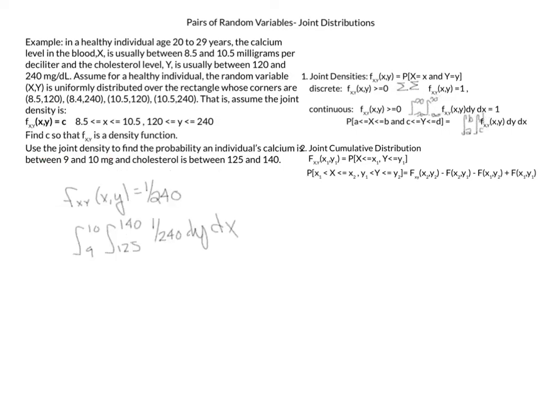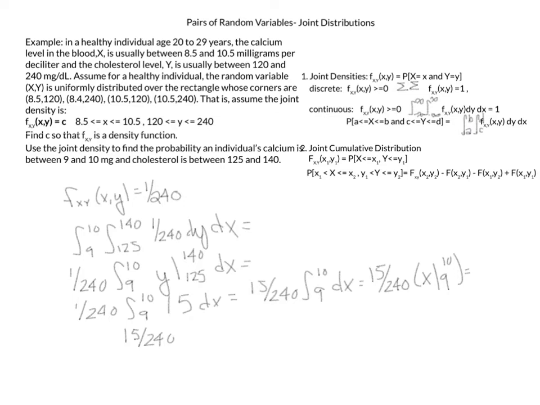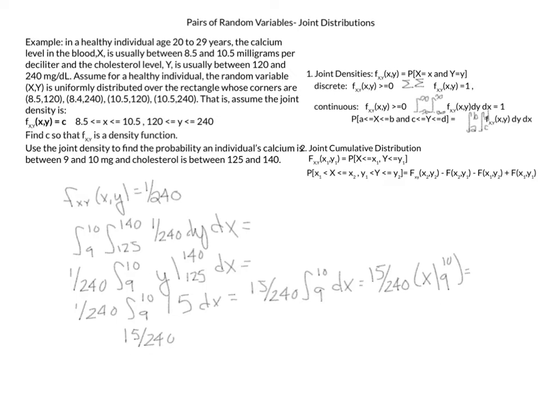So now I'm ready to do my next problem, now that I have f of xy is equal to 1 over 240. Use the joint density to find the probability an individual's calcium is between 9 and 10 milligrams, and cholesterol is between 125 and 140. So I've set up my integral with my f of xy, dy dx. And so you can see that I've integrated with respect to y. So then I take out my constant, I have y, I evaluate at 140 minus 125, I get 15 dx, I take out my constant, integrate, and I get 15 over 240. That's the probability that calcium is between 9 and 10, and cholesterol is between 125 and 140.